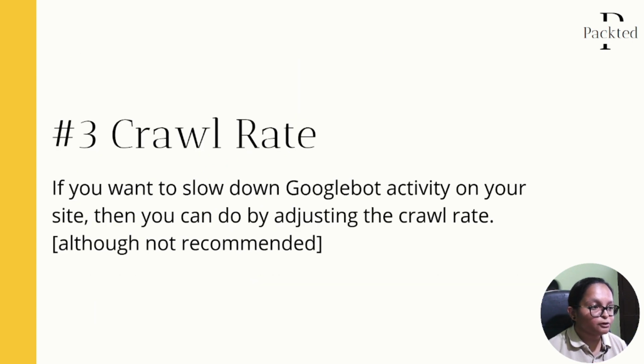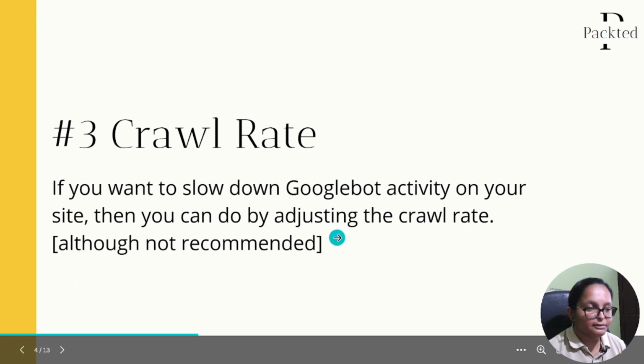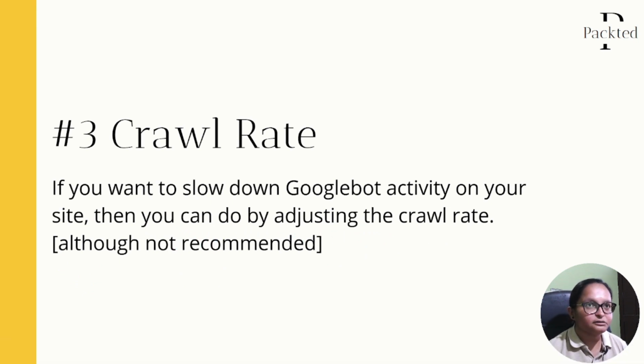The third fact is about crawl rate. It says that if you want to slow down Googlebot activity on your site, then you can do it by adjusting the crawl rate. Although it is not recommended, if you think that the activity of crawlers on your site is too much, or your server is being impacted by Googlebot or any other bot's activity, then you can adjust the crawl rate so that they don't put pressure on your server. Although it is not recommended to do so, because most of the time the crawlers are respectable and they know how to crawl your website efficiently so that they don't overload your server.